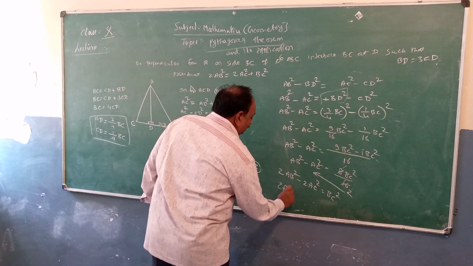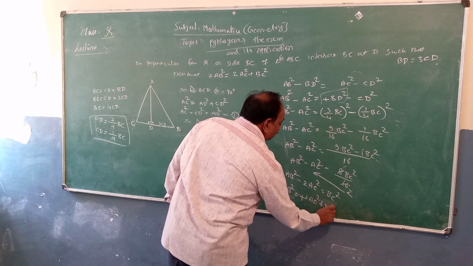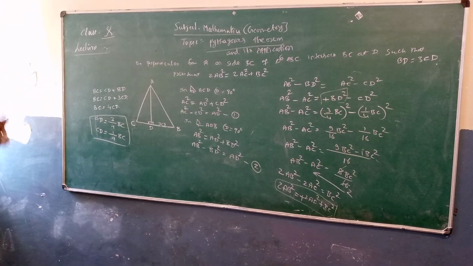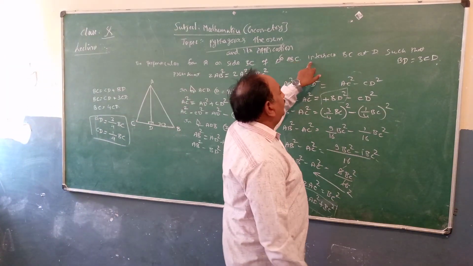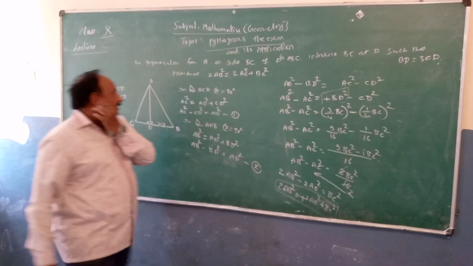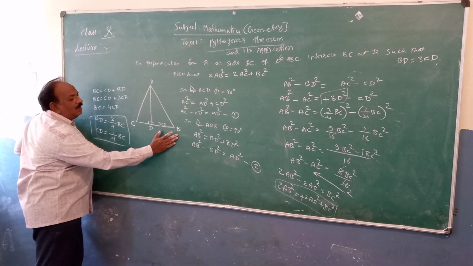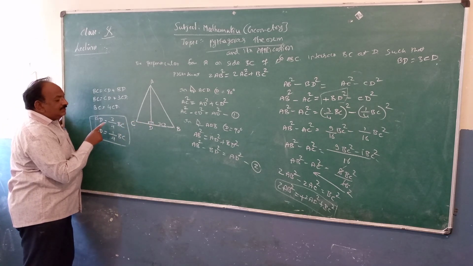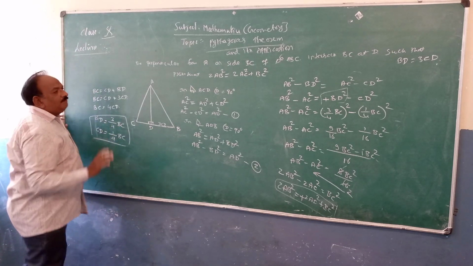2AB square as it is minus 2AC square, come to this side plus 2AC square plus BC square. This we have proved. I want to explain it once again. The perpendicular from A on side BC of triangle ABC intersects BC at D such that BD is equal to 3CD. What is the total measurement of BC? 3CD plus 1CD, 4CD. So BD is 3/4 of BC and CD is 1/4 of BC.